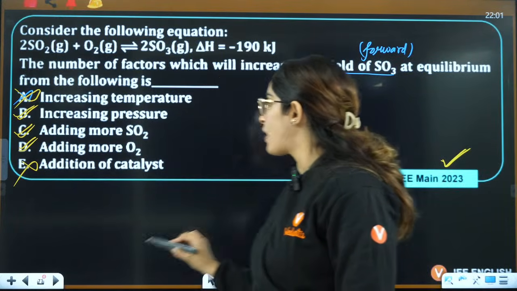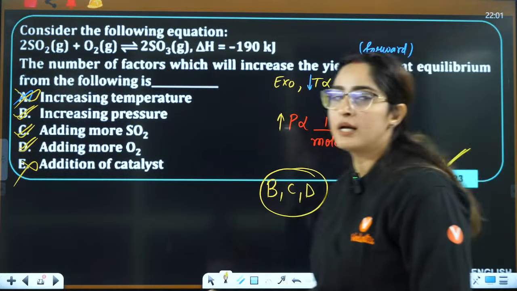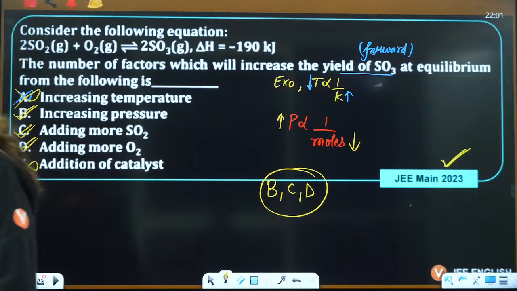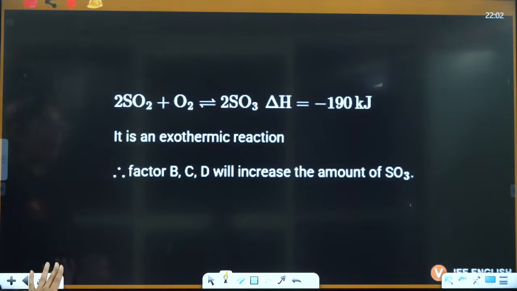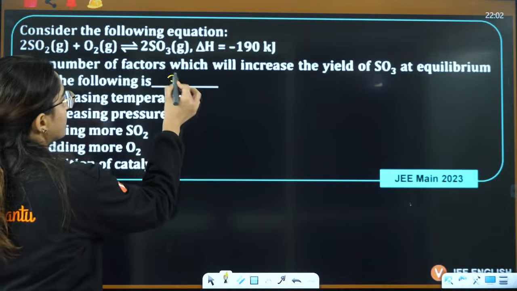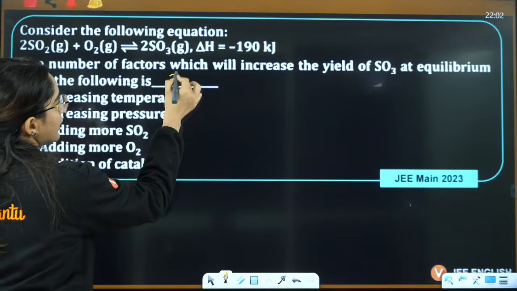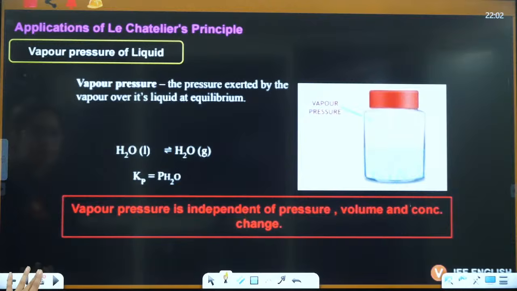This is not there. So the answer will be B, C, and D is going to increase the yield here, right? Yes, D as well. Very good. So the answer is going to be 3, that is B, C, D. Okay, 3, that is B, C, D is the correct answer here.